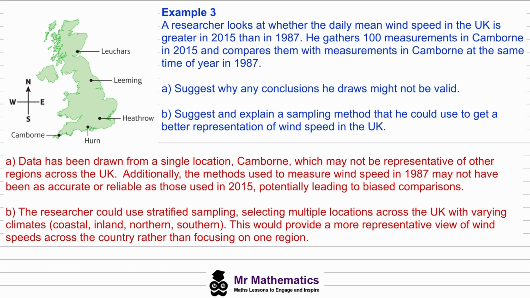So in this question, we had to consider the technology available in the two different time periods to collect the data, and how this could potentially lead to bias. And then we had to suggest a way to overcome this. Okay, so let's try one more question.